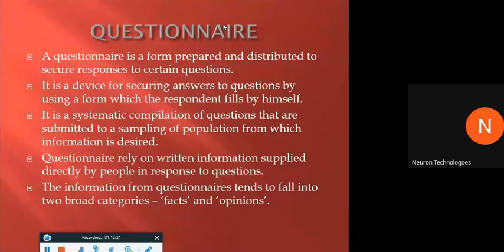It's a systematic compilation of questions that are submitted to a sampling of the population from which information is desired. So a questionnaire tries to cover the domain of your research area. Whatever questions are available in your questionnaire, they are all related to your research area, and it will try to cover the domain and the circles of your research area as well. Research is considered good when it stays inside and does not go beyond the boundary of the domain. So if you are inside the range and trying to cover every aspect and every area of the research, then it will be considered the best one.